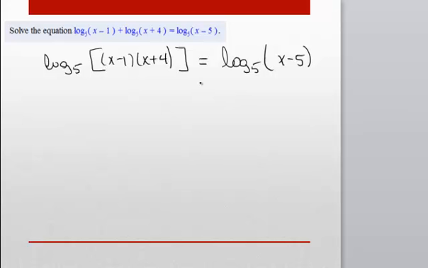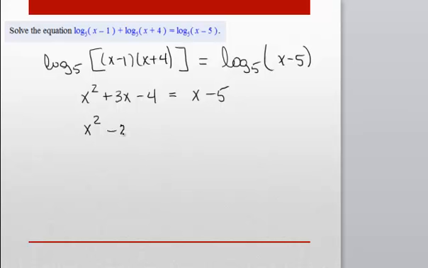Now we have log base 5 on both sides, which means that the arguments must be equal. Let's go ahead and multiply this one out. We'll have x squared plus 4x minus 1x, so plus 3x minus 4 is equal to x minus 5. Now this is a quadratic equation, so we do need to set it equal to 0. We'll subtract x and we'll add 5.